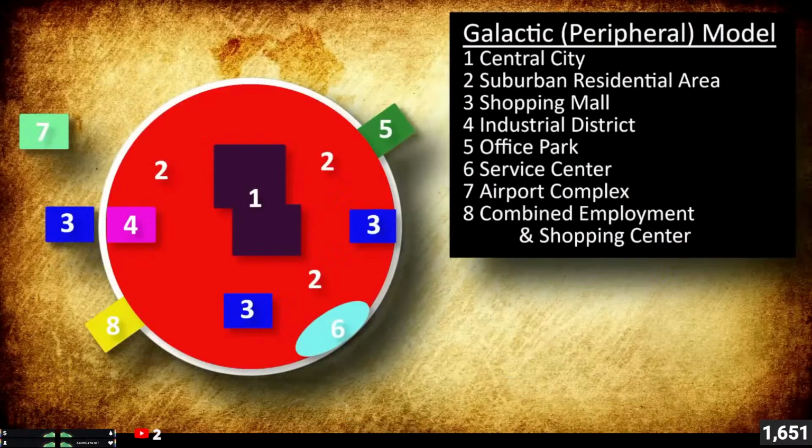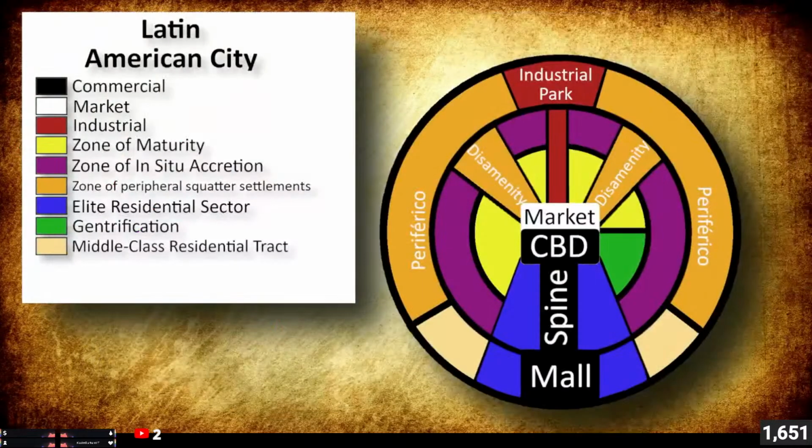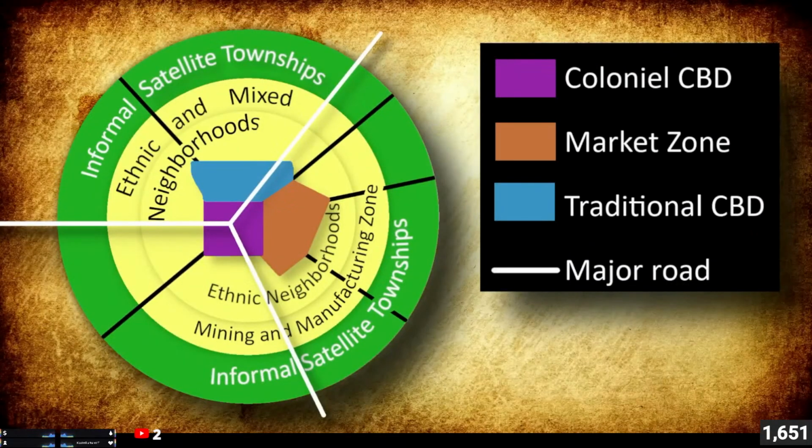The next model is our last model for more developed countries, and it's the galactic model, also known as the periphery model. Here, we start to see an expansion of the multiple nuclei model. We can also start to see edge cities form on the outside of the city limit. Moving into LDCs, we can look at the Latin American city model, which consists of a spine that connects the CBD to a wealthy shopping district. It also has a disamenity zone, which consists of high poverty neighborhoods, which may lack essential services and infrastructure. If we move over to Africa, we can look at the sub-Saharan African city model, which consists of 3 different CBDs. We can also see informal settlements, such as squatter settlements, located around the urban area.